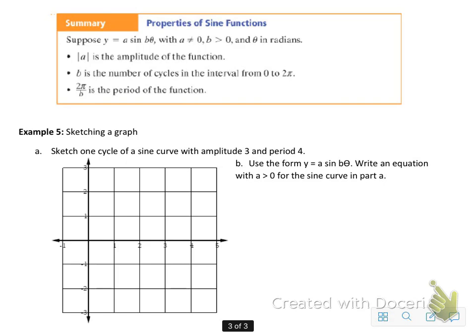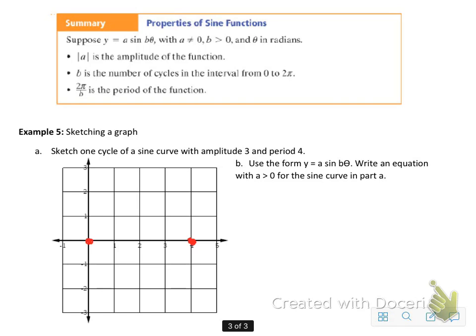So, sketch one cycle of a sine curve with amplitude 3 and period 4. Now notice, we just want to graph it. Okay, the period's 4, which means that it's going to take 4 to get from beginning to end, right? So if we start at 0, we will end at 4. Right? And because sine is the way it is, it's going to go up, down, and then back up, assuming that A is positive.